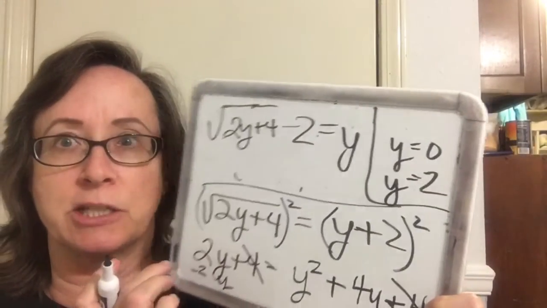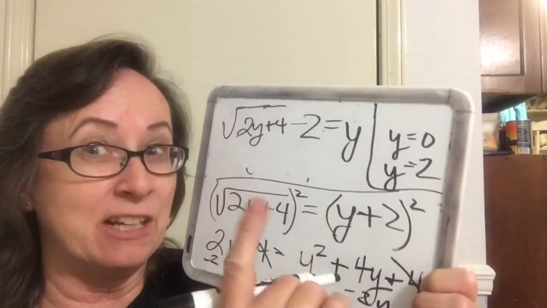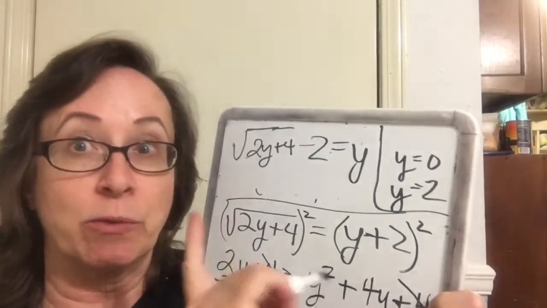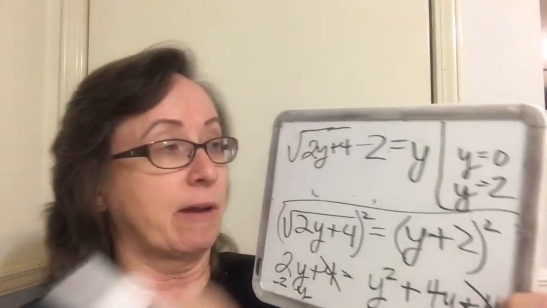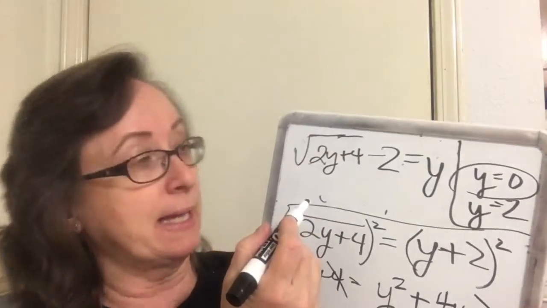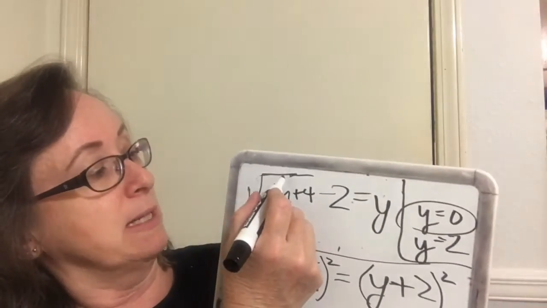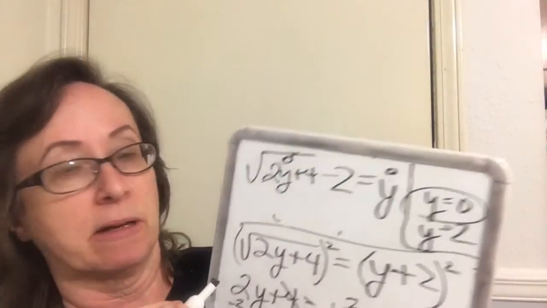Okay, so I'm going back. That's what happens when you have such a small board, right? So these were my two solutions that I think are solutions, but now I have to check, are they real solutions or are they extraneous solutions? Okay, so I'm going to take the y as 0 and I'm going to plug it back into the original, which means that this y is going to become a 0 and this y is going to become a 0.